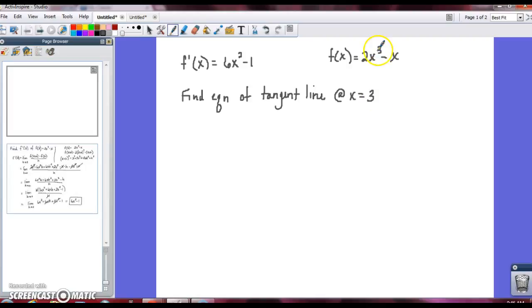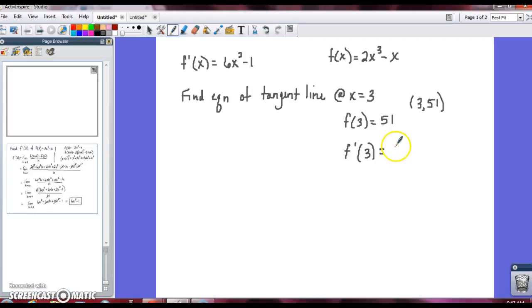Well, if I plug 3 in here, so if I find f of 3, that gives me 51. So now I have my point. My point is (3, 51). I can also find my slope because the derivative represents the slope. I can find f prime of 3. So at x is 3, what is the slope of that line?